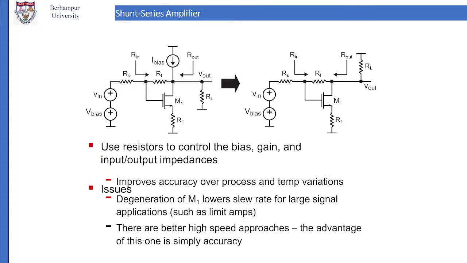So degeneration of M1 means that the functionality of M1 has degraded. If it degrades, then that lowers its slew rate. If it lowers its slew rate, for large signal applications, that is one issue. The other issue is there are better high-speed approaches. The advantage of this one is simply accuracy. The one that we are considering is accuracy. Otherwise, there are better high-speed approaches.